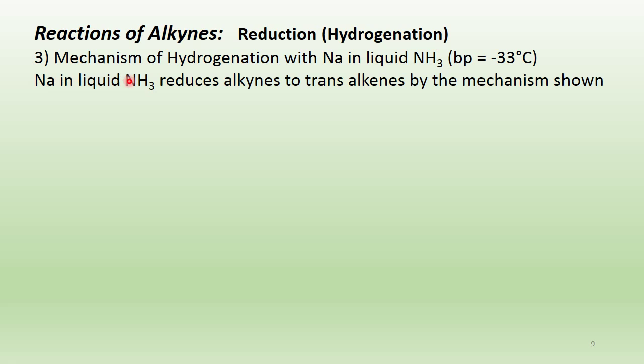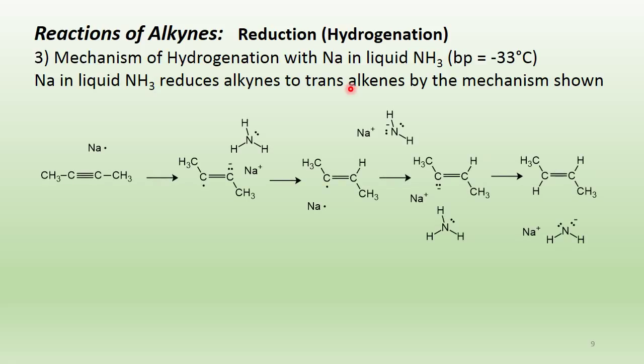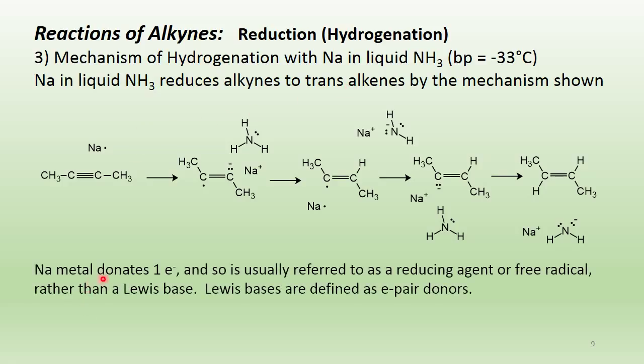metal in liquid ammonia reduces alkynes to trans alkenes, and I'll show you the mechanism for this. Now, sodium metal donates only one electron. It's in group 1A. It only has one valence electron. And so it's usually referred to as a reducing agent or a free radical rather than a Lewis base. Recall that Lewis bases are defined as electron pair donors. But I'm going to make the case that sodium is a strong base. I reckon its pKb is somewhere around -40, similar to an alkyl anion.